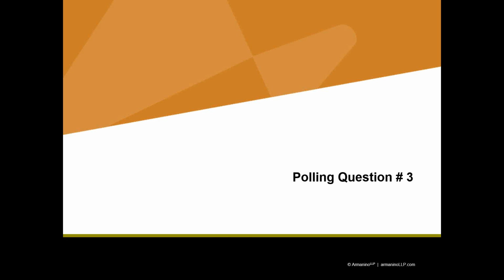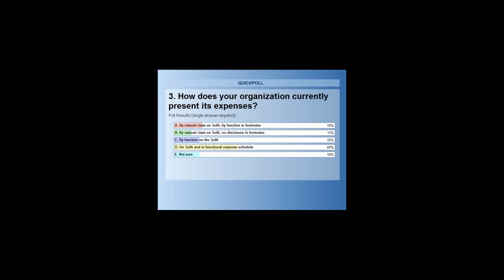So get those answers in. Again, for CE, this is our third question, so make sure you answer. We'll get those answers in. We'll close the polls here in 3, 2, and 1. And it looks like most people said on the statement of activities and in the functional expenses schedule.